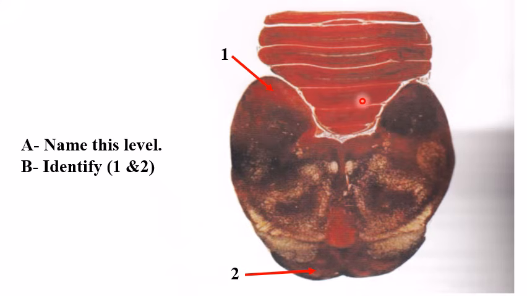Here, dear students, is the pons. I can see here the fourth ventricle. Here is the cerebellum. Number 1 is the inferior cerebellar peduncle, and number 2 is the basis pontis.